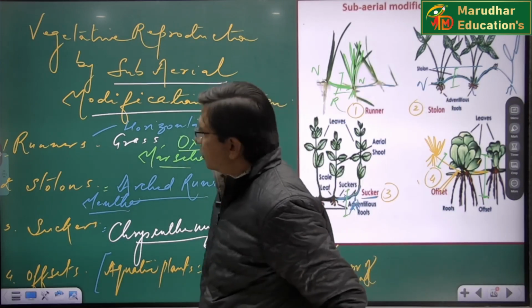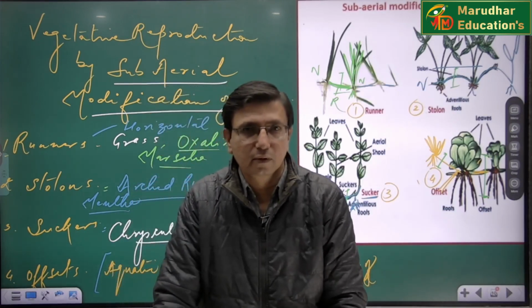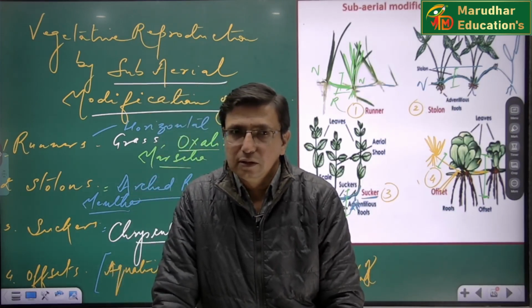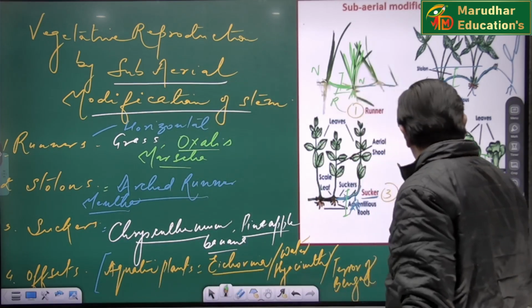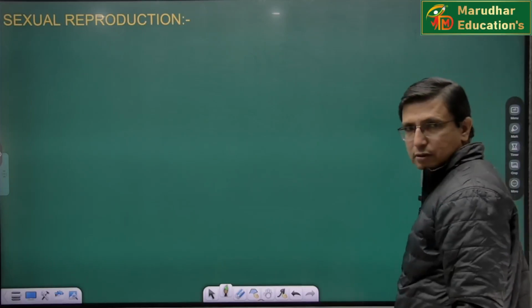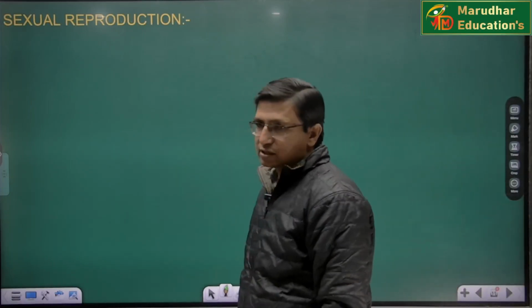So here we conclude asexual reproduction. Now let us take sexual reproduction. What is sexual reproduction?